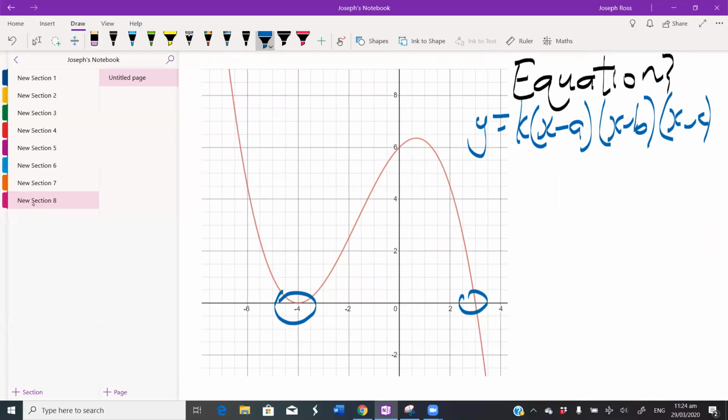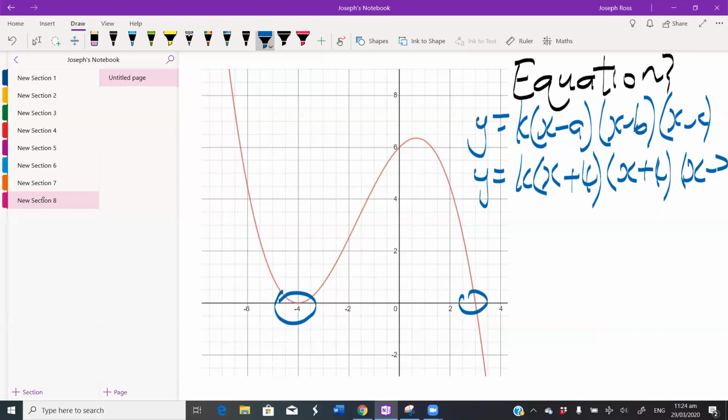And since it's touching and turning at -4, we can treat it as though there are 2 x-intercepts at -4. So we've got y equals k times x minus -4 is x plus 4, and b is going to be the same. B is also going to be -4 due to turning right on the line there. So it's x minus -4 is x plus 4 multiplied by x minus c. Third x-intercept is at 3. So we've got k times x plus 4 times x plus 4 times x minus 3.